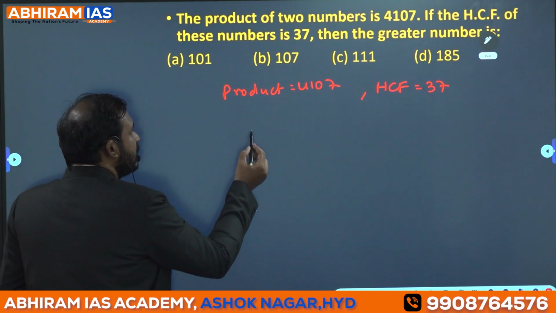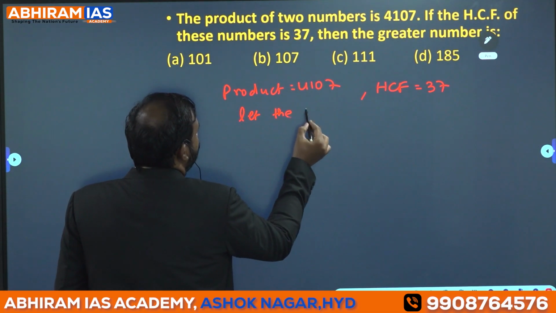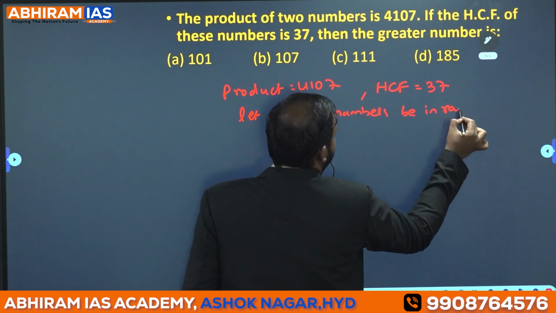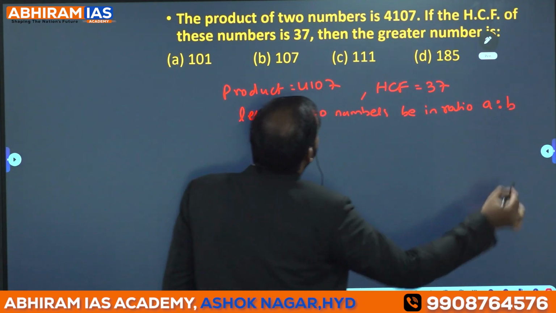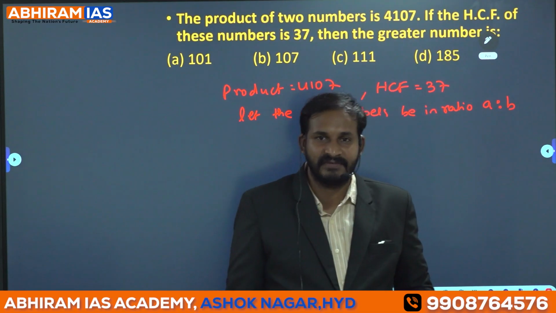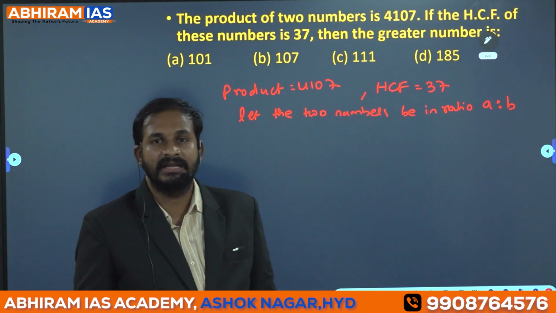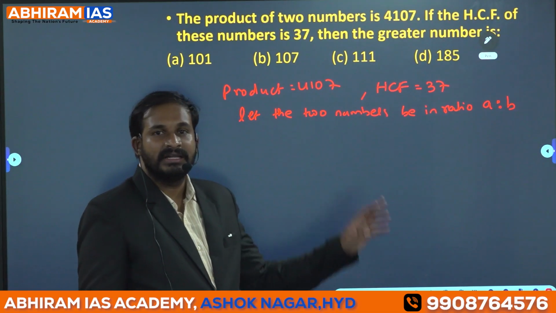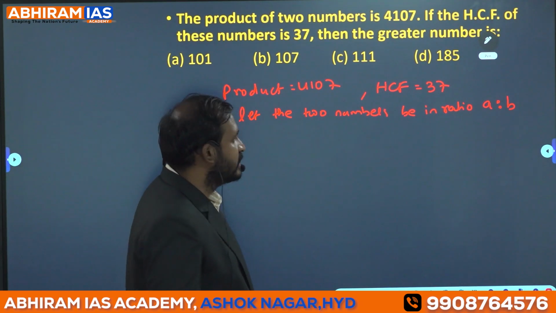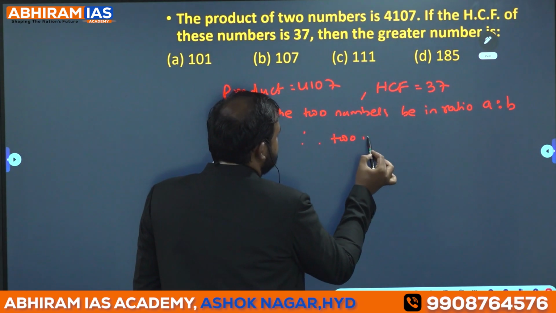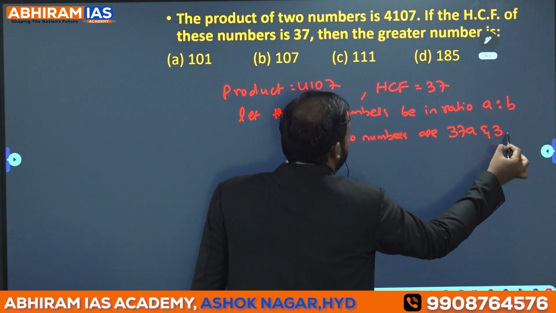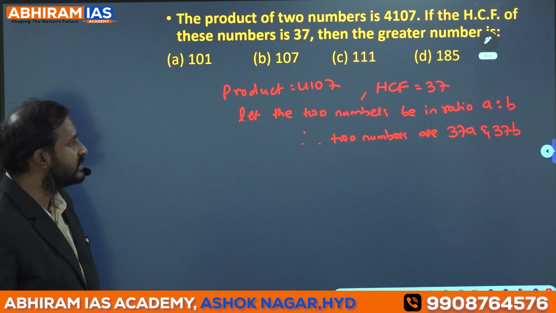Let the two numbers be in the ratio A is to B. Now if two numbers are in the ratio of A is to B and if their HCF is 37, tell me what will be the two numbers. What we have done earlier? AX and BX, right? What is X in this case? 37. So the two numbers are 37A and 37B.